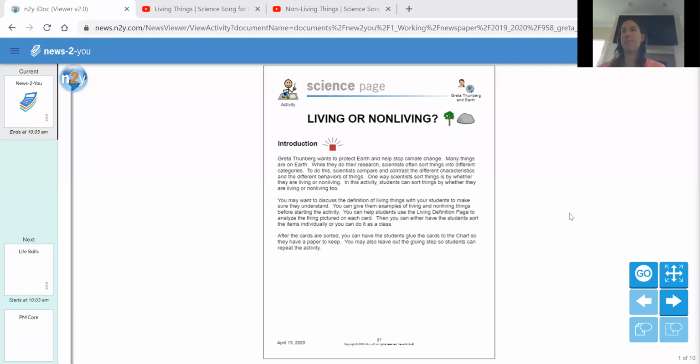There we go. Okay. So this week's science experiment is about living and non-living things. Greta Thunberg wants to protect the Earth and help stop climate change. Scientists often sort things into different categories. We're going to compare and contrast different characteristics and behaviors. So today we're going to sort living and non-living things.